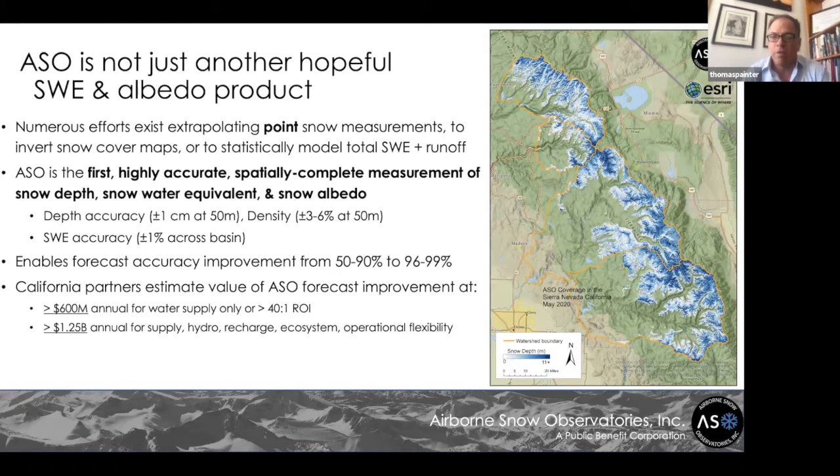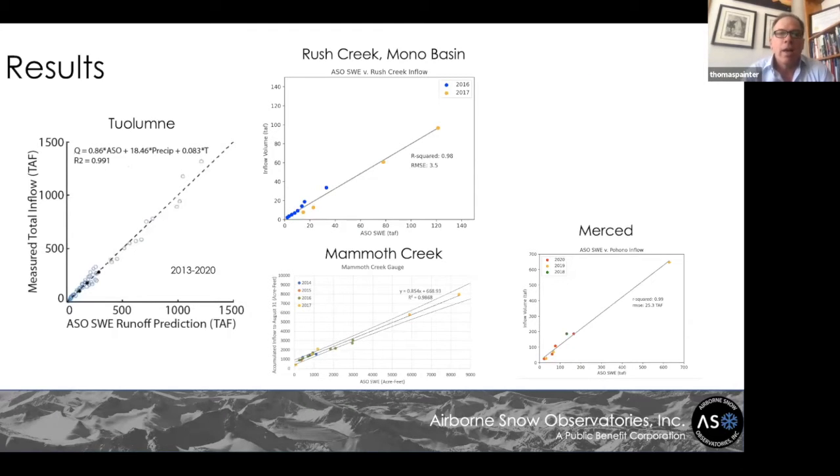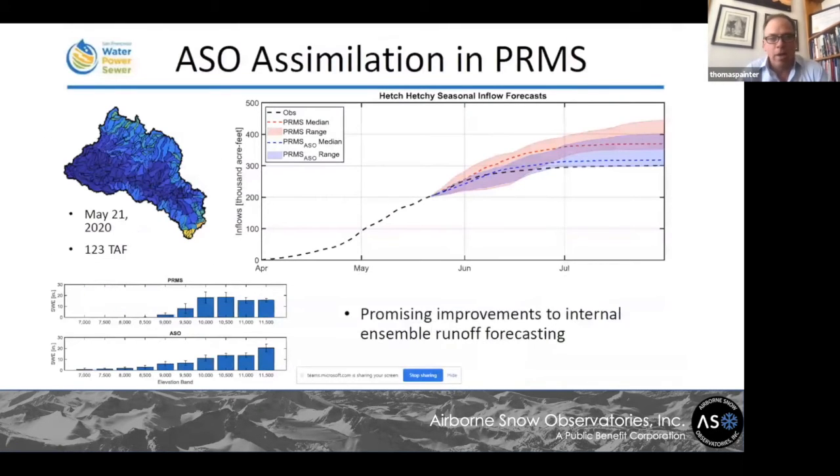This just shows how persistent that rigor is in the measured inflow versus the ASO snow water equivalent prediction, and the snowpack realization. This is in the Tuolumne, this is Rush Creek over in Mono Basin, Mammoth Creek right here behind our house, and the Merced. And I can show you those endlessly.